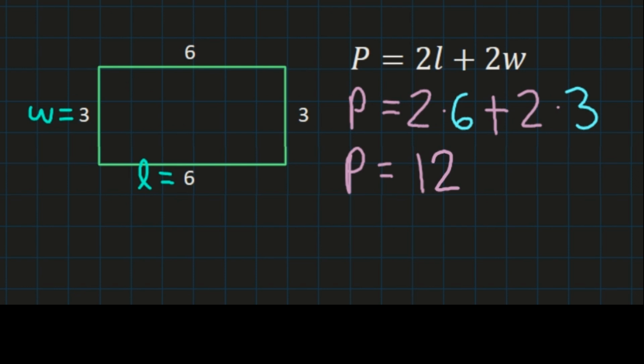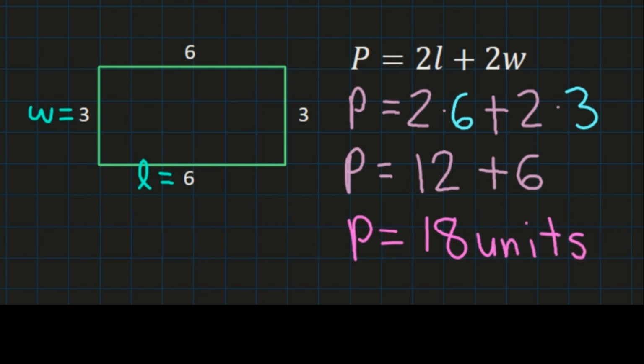And we need to solve it like we do order of operations, which means we need to do the multiplication first. So 2 times 6 is 12, and 2 times 3 is 6. So we'll have perimeter equals 12 plus 6, and 12 plus 6 is 18. And in this example, we have 18 units as our perimeter.